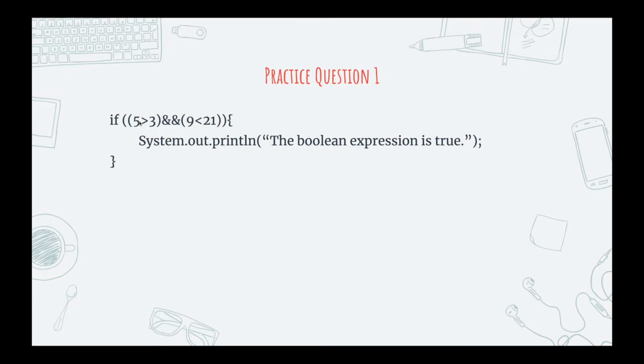So this is our Boolean expression. 5 is greater than 3. That will evaluate to true. 9 is less than 21. This operator over here tells us that both sides of the Boolean expression need to be true in order for the entire thing to return true. This side is true, and this side is true. So this entire thing evaluates to true.